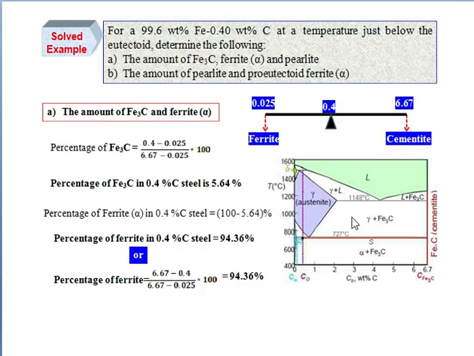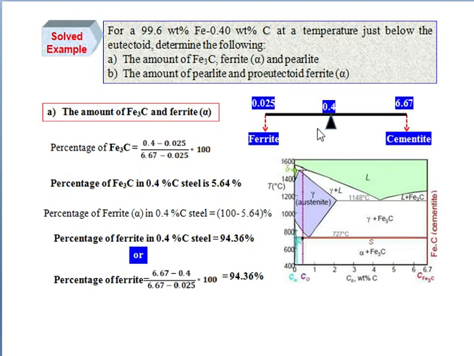This is iron carbide phase diagram. You see this is alpha ferrite and Fe3C means iron carbide, gamma means austenite. This is liquidus line. This is temperature versus weight percentage carbon diagram. You have to first find out the amount of iron carbide in 0.4 percentage carbon steel.